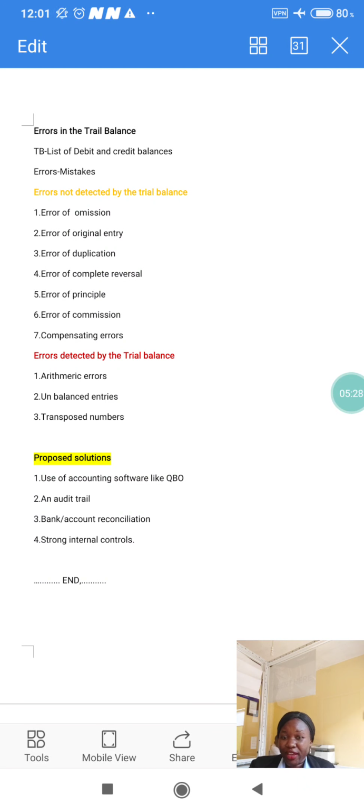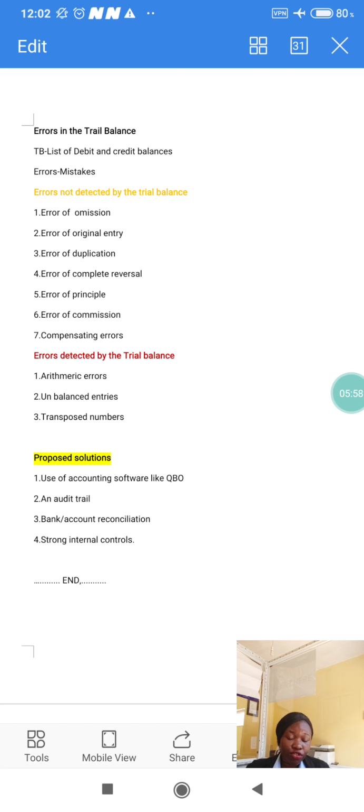Another area I would like us to think about is the proposed solutions. Okay, having known all that, what should I do as a bookkeeper? What can an accountant do? One, let's make use of accounting software like QuickBooks Online. This software will let you know that guess what, you didn't complete double entry. Hey, wait, this figure doesn't match this. If you're entering it, it will tell you this information is not matching. So this will help us minimize some errors.